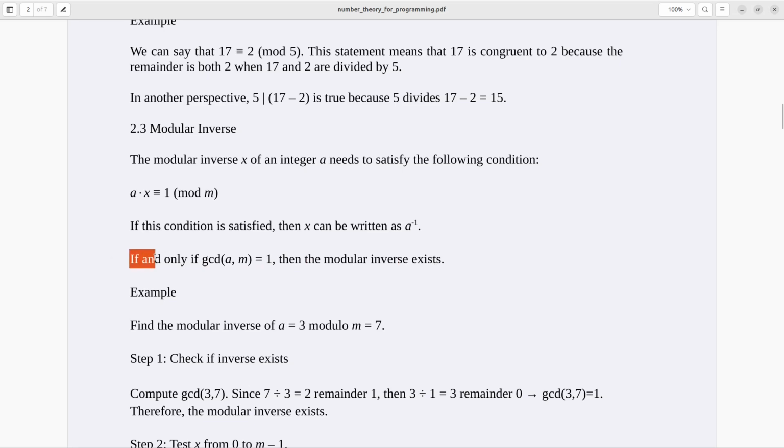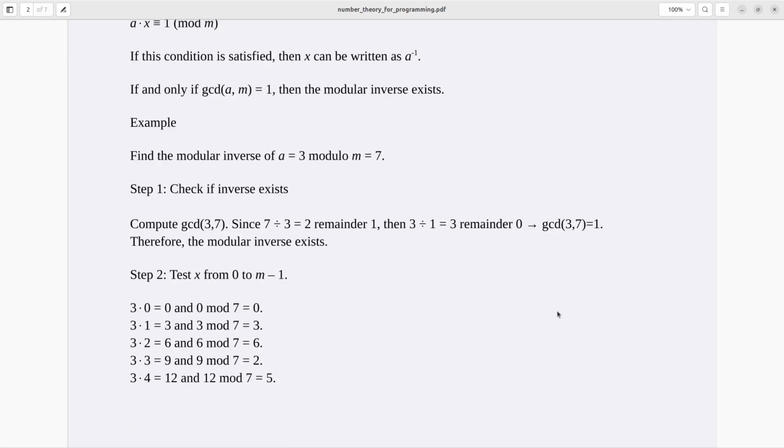When we see the words if and only if, it means that we can go from left to right, and also from right to left. So it just says that if the GCD of a and m is equal to 1, that means if a and m are co-prime, then we have a modular inverse of a. Or we can do it the other way around. If the modular inverse of a really exists, then we can say that the GCD of a and m is just 1. That means a and m are co-prime, okay?